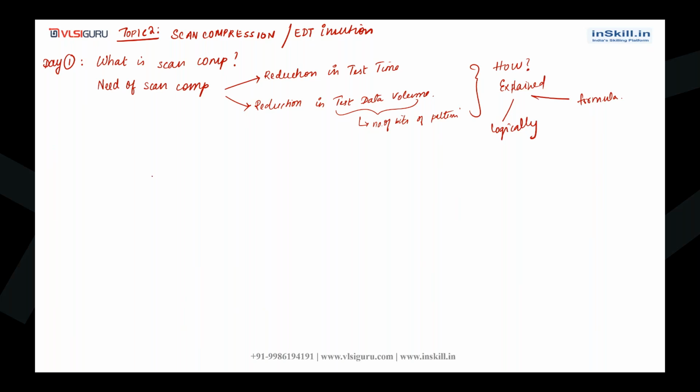And then you also have a quantity called compression ratio. So compression ratio is nothing but number of internal chains divided by number of external channels.